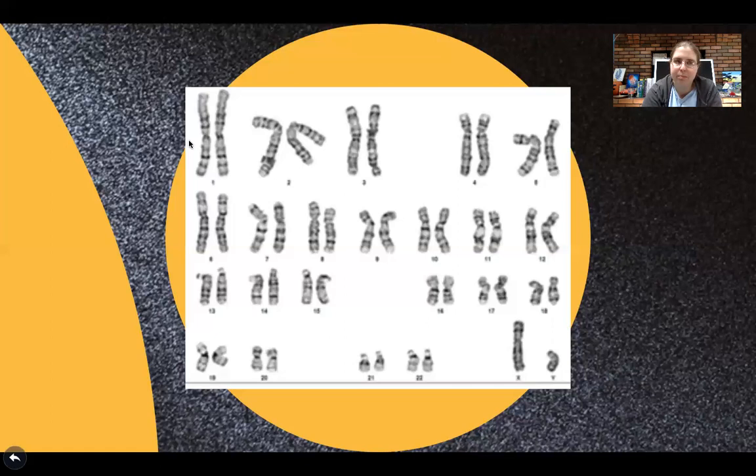Notice it's kind of in the middle of the chromosomes. As opposed to this one here, you see a little indentation. We're at chromosome pair 4, closer to the top.